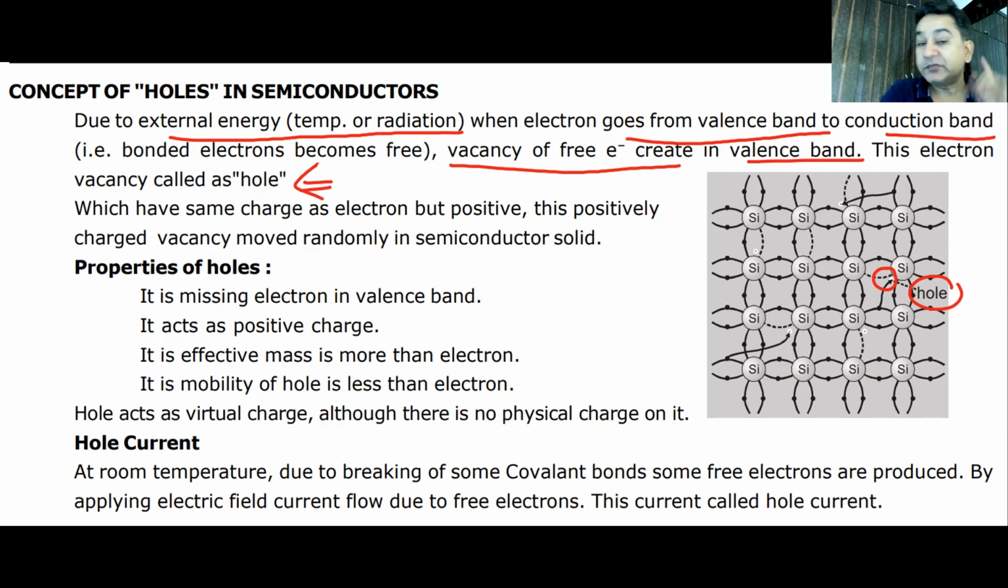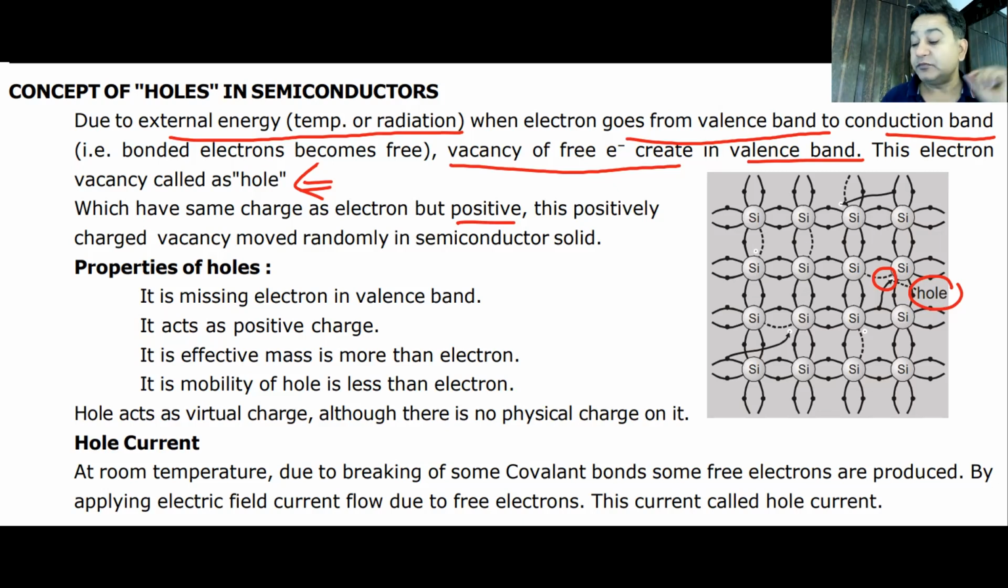Yes, sir. What type of charge will this hole have? Now, this hole does not have its independent existence. We are calling the deficiency of an electron a hole. Hole does not exist; we are calling the deficiency of an electron a hole. What type of charge will this hole have? Positive or negative? Positive. Yes, sir. So positive charge is hole. We understand this.